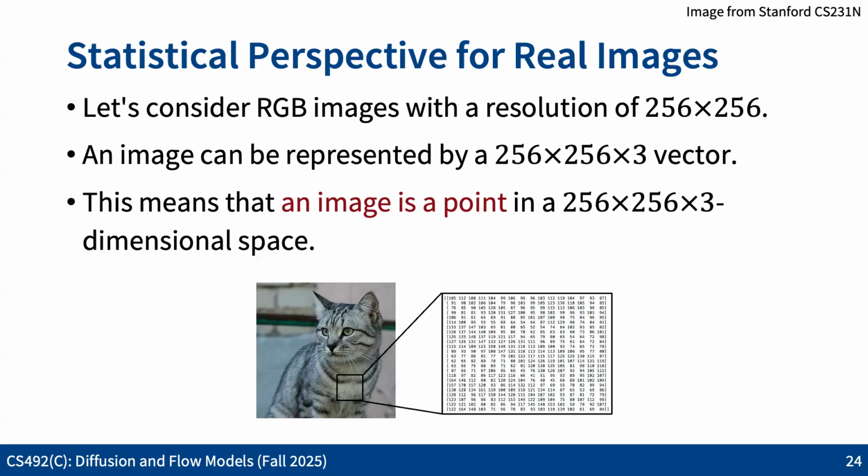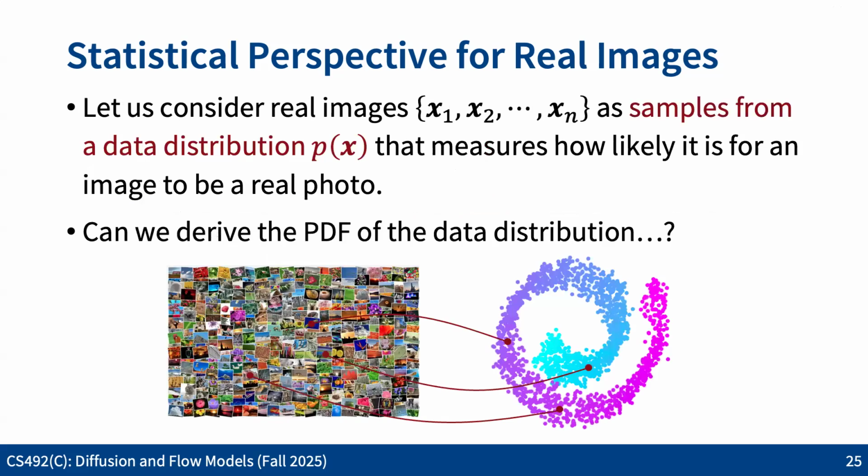Then the problem becomes the same: if we can somehow get access to the underlying distribution for the set of images in this high dimensional space, and if it looks like something like a Gaussian distribution, then we can directly sample from that. That's the basic idea.